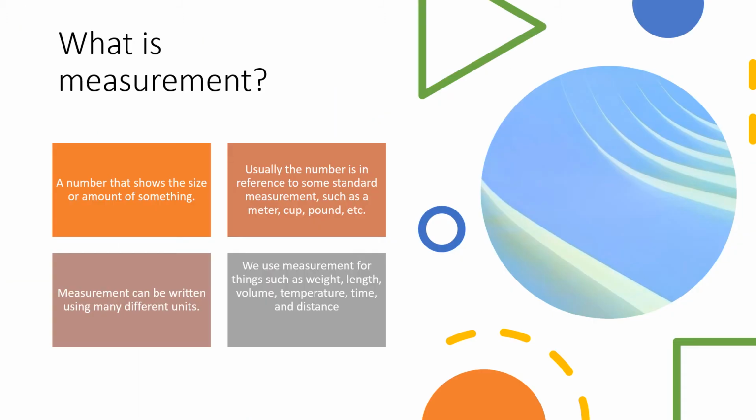So first, what is measurement? Measurement is a number that shows the size or amount of something. Usually the number is in reference to some standard measurement such as a meter, cup, pound, inches, feet. There's all different kinds of measurements that you're going to learn about this week. Measurement can be written using many different units. And we use measurement for things such as weight, length, volume, temperature, time, and distance.